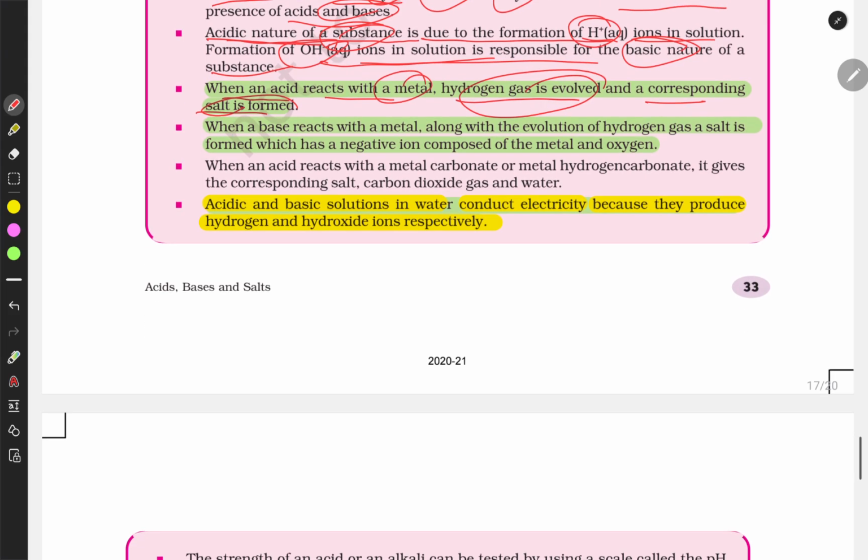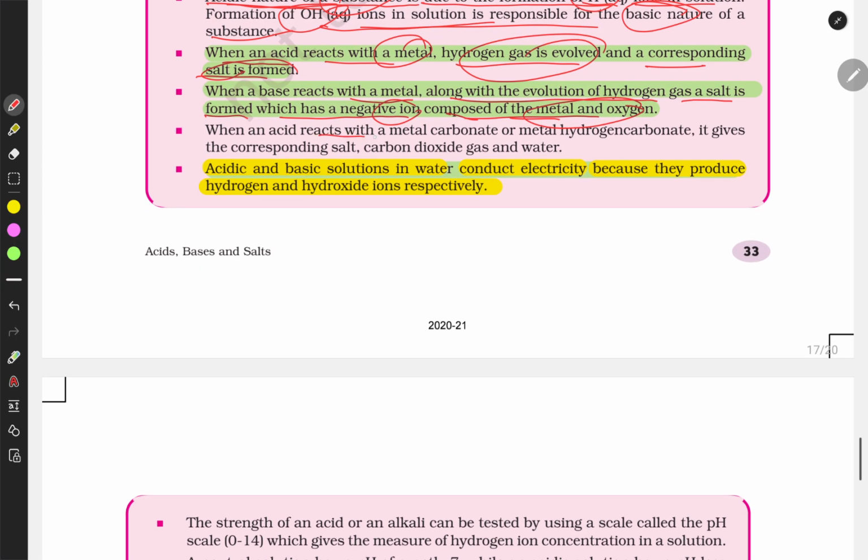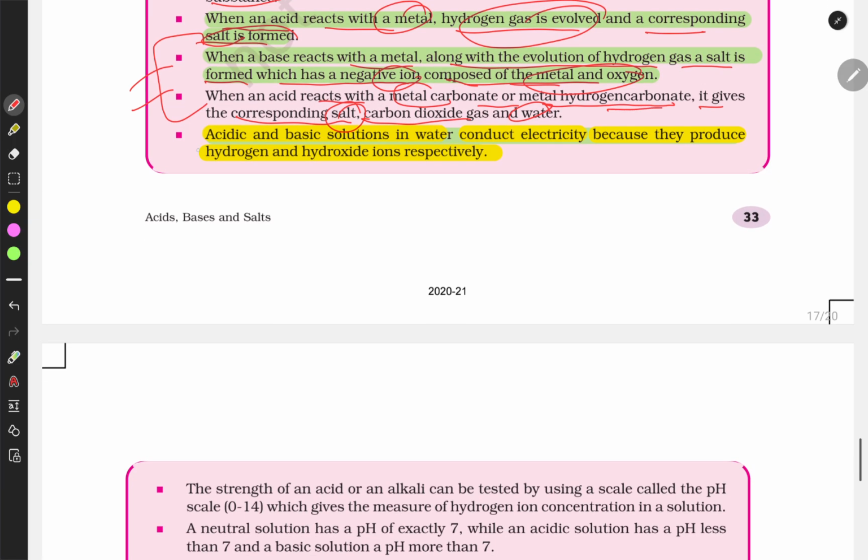And when a base reacts with a metal, along with the evolution of hydrogen gas, a salt is formed, which has a negative ion composed of a metal and oxygen. When an acid reacts with a metal carbonate or metal hydrogencarbonate, it gives the corresponding salt, carbon dioxide and water. So these are the reactions of acids and bases with different metals and metal carbonates and hydrogencarbonates. Acid and base solutions in water conduct electricity because they produce hydrogen and hydroxide ions respectively.